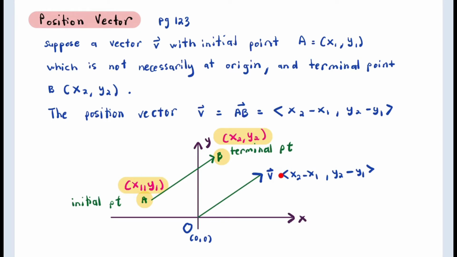So just open the bracket. This is a square bracket like this. And then for the first part here, let's do x2 minus x1, comma, and then let's do y2 minus y1. So this is the position vector that we are finding.